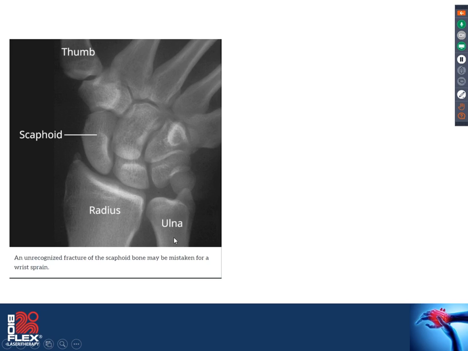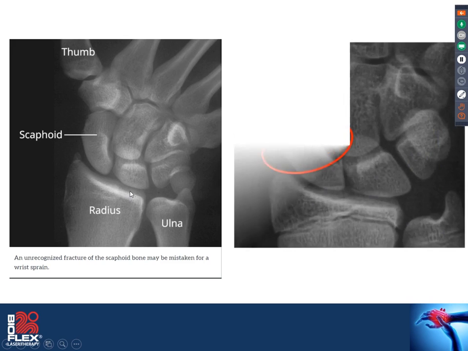Pretty sure it was a bad sprain, and months went by, and it's still painful. A year went by, still bothering me, but I just ignored it. Turns out it was a fracture. Indeed, a fracture of the scaphoid oftentimes presents as a bad sprain. So bear that in mind.